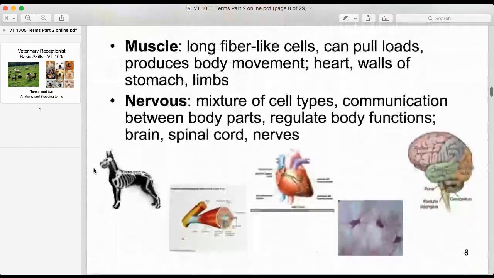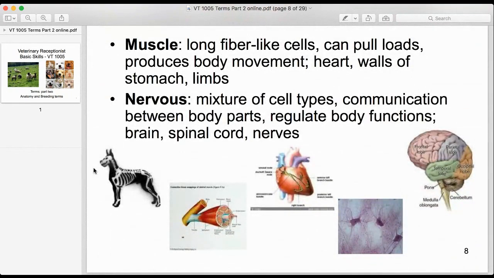The other two types of tissue are muscle and nervous. Muscles tend to be very long, fiber-like cells. This is what helps produce body movement. It is also in the heart, the walls of the stomach, and the limbs. It is what helps us move. That is muscle tissue.